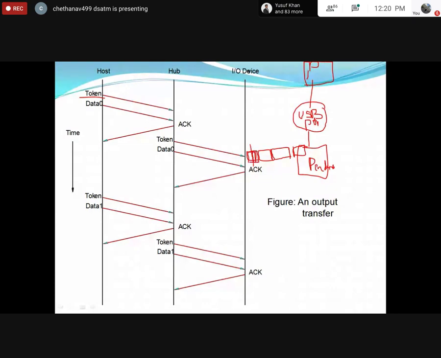Here also, token and data, like that. So I am taking the first token, first data, first packet. It's number 0. Now the token with the data packet number 0 I have sent to my processor or to my hub. This is the USB port hub. As soon as it is received, it will send an acknowledgement. What acknowledgement? Yes, I have received packet number 0. That is the acknowledgement.